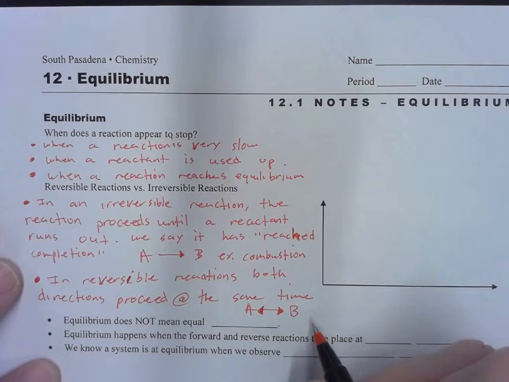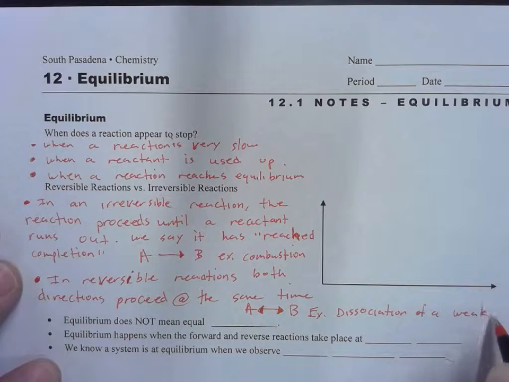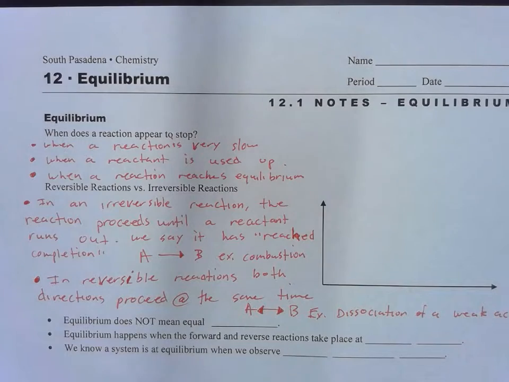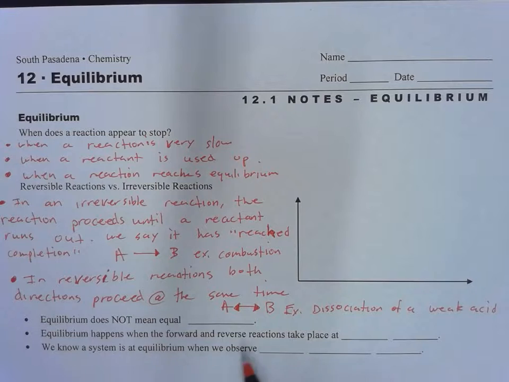These are extremely common. The classic example of this is the dissociation of a weak acid. This is happening in your body constantly. You've got trillions of different reactions going on at equilibrium. The dissociation of a weak acid is the classic chemistry example that we calculate, not in this class, but in honors chemistry and in AP chemistry. You spend a lot of time calculating it. Let's see what this looks like on a graph.